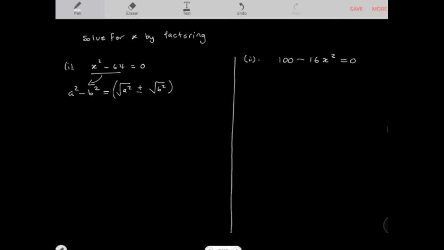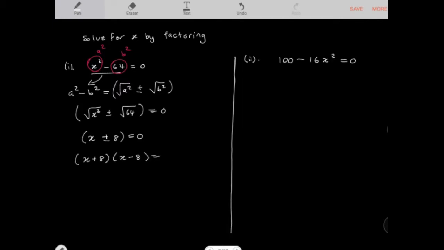So we're doing, in this case, a squared here can be x squared, and b squared can be 64. What I want to do here is take the square root of x squared plus minus the square root of 64, equal to 0. The square root of x squared here is x, plus minus the square root of 64, which is 8, equal to 0. My two factors are x plus 8 times x minus 8, right?